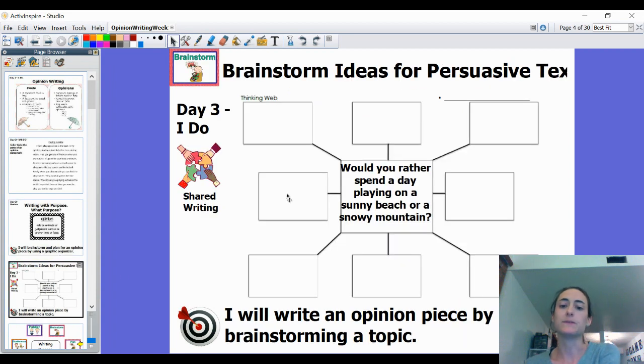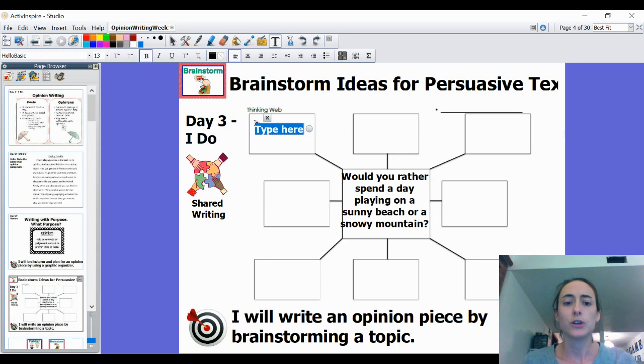Today, our topic is going to be, would you rather spend a day playing on a sunny beach or a snowy mountain? Okay, so when I'm thinking about this, sometimes it helps me when I brainstorm to fill out a web like this. Okay, and we can type. So you are going to be typing on Seesaw, so it looks a little different than what my screen looks like right now. But we practiced that last week with our piece, so I'm sure you'll do great this week.